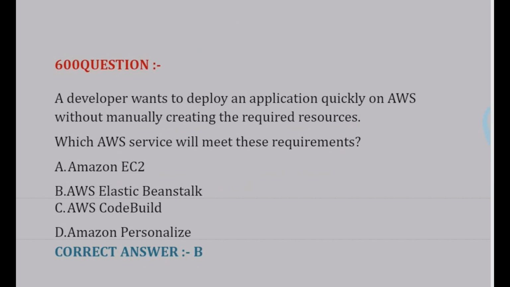Question is, a developer wants to deploy an application quickly on AWS without manually creating the required resources. Which AWS service will meet these requirements? Option A. Amazon EC2. Option B. AWS Elastic Beanstalk. Option C. AWS CodeBuild. Option D. Amazon Personalize. Correct answer is option B.